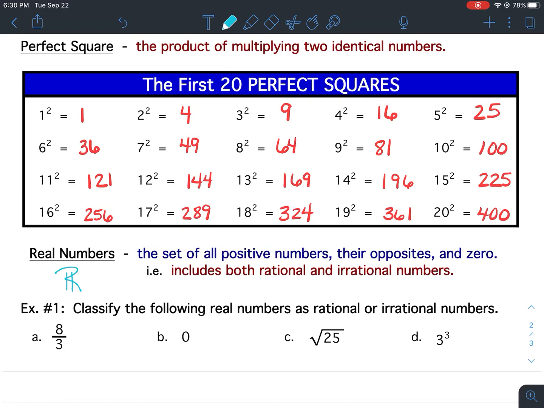Anyway, again, learn your first 20 perfect squares. Memorize that chart.